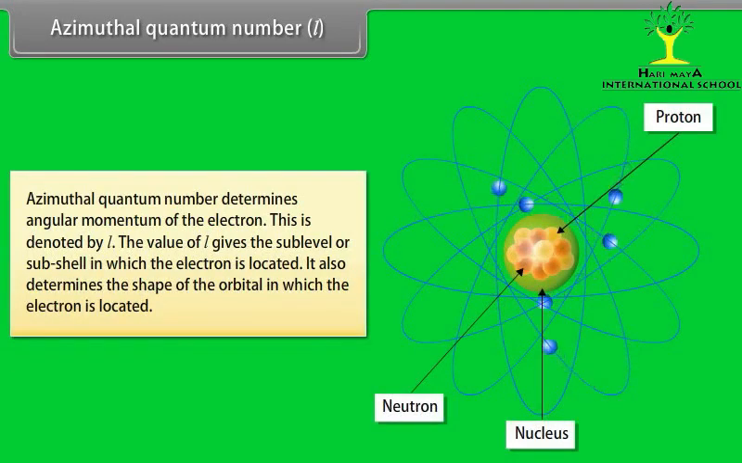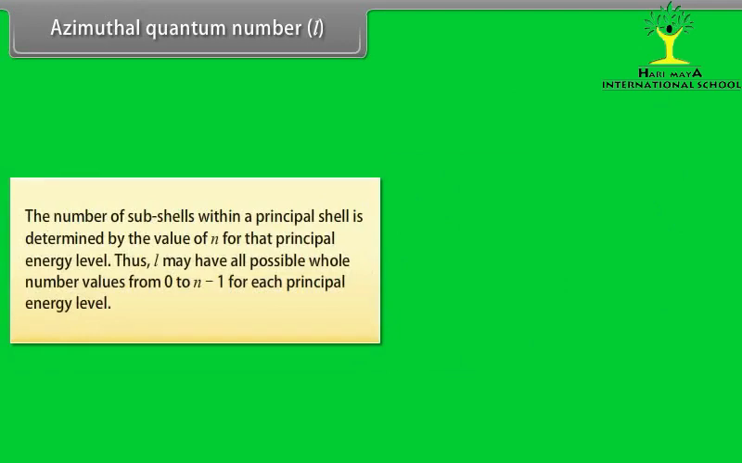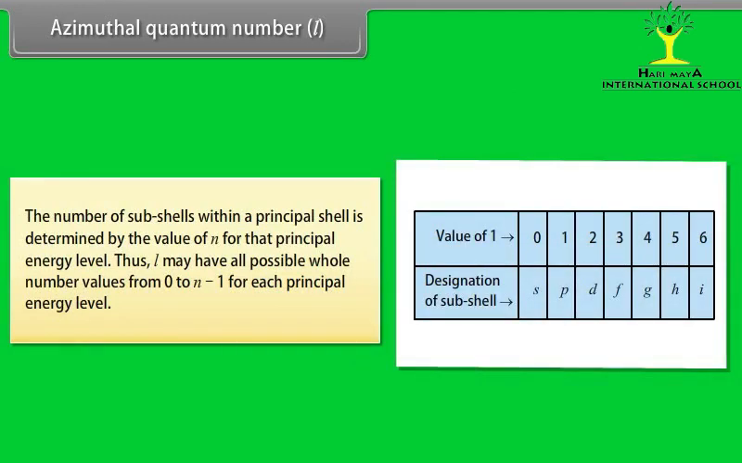Azimuthal quantum number, l. The azimuthal quantum number determines the angular momentum of the electron. This is denoted by l. The value of l gives the sublevel or subshell in which the electron is located. It also determines the shape of the orbital in which the electron is located. The number of subshells within a principal shell is determined by the value of n for that principal energy level. Thus, l may have all possible whole number values from 0 to n-1 for each principal energy level.